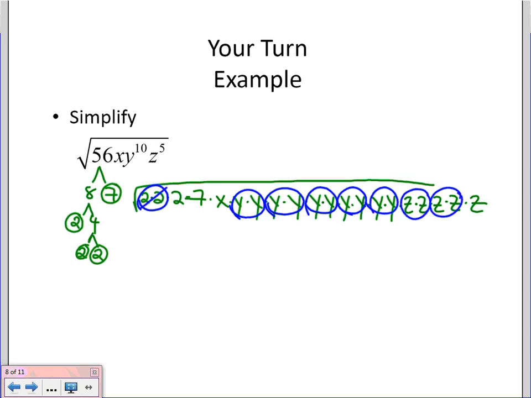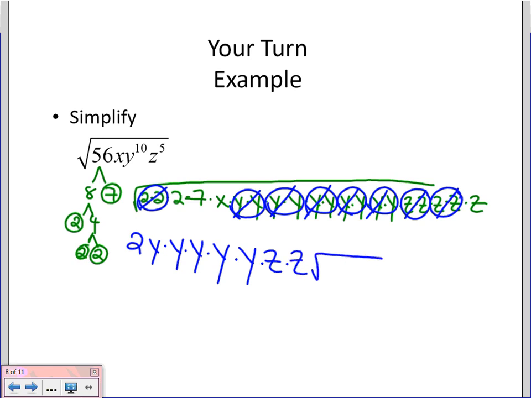And we cross one out, bring one out, cross one out, bring one out, cross one out, bring it out, cross one out, bring it out, cross one out, bring it out. And what do we have left? We've got 2 times 7, which is 14, x times z, which is just simply xz.